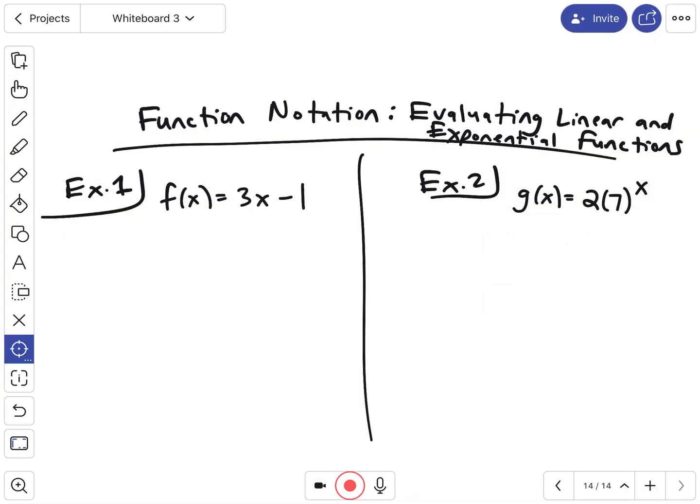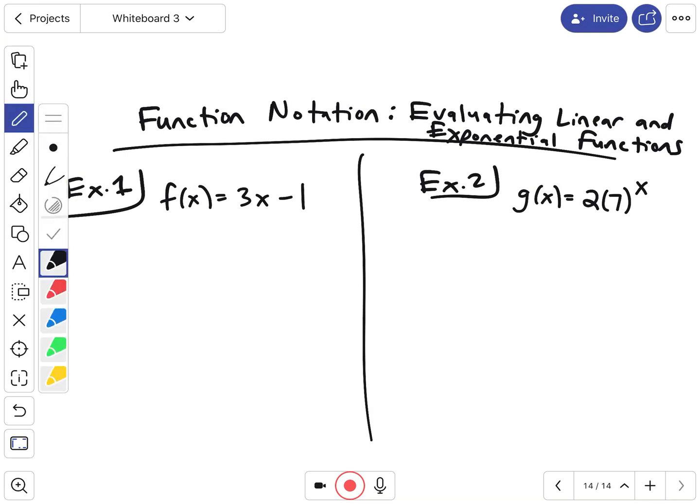Hernandez, and I am going to be going over function notation, evaluating linear and exponential functions. So here, this is a linear function. If you would put this into a graphing calculator, it would be a line. And then this is an exponential function. If you put this in a graphing calculator, it will be an exponential function.